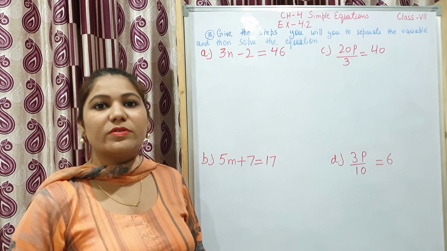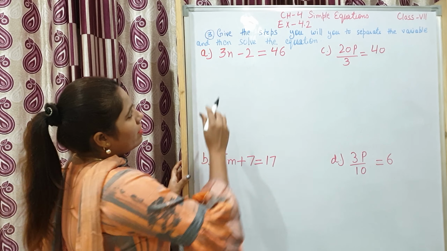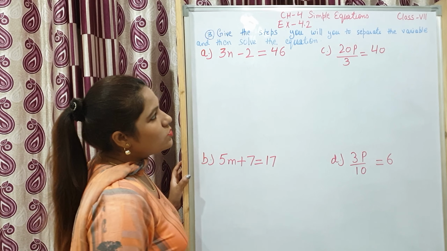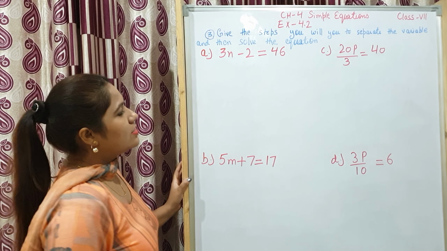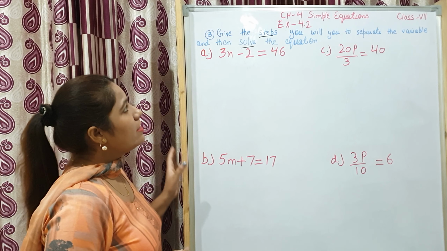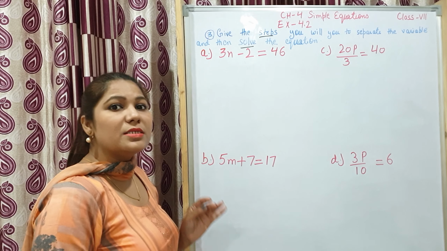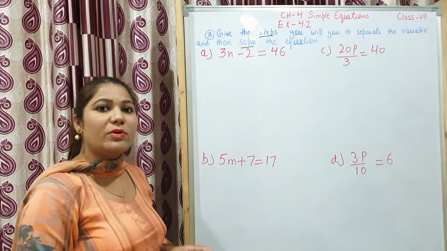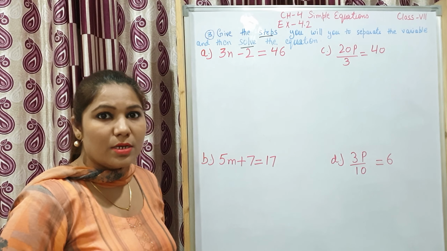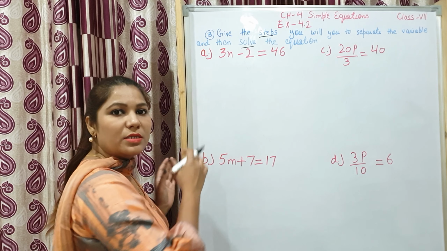We will start with question number 3, students. Now see, give the steps you will use to separate the variable and then solve the equation. Students, here we have to give the steps, not the first step. It means it's not necessary that only one step is used. More than one step may be used in these questions.